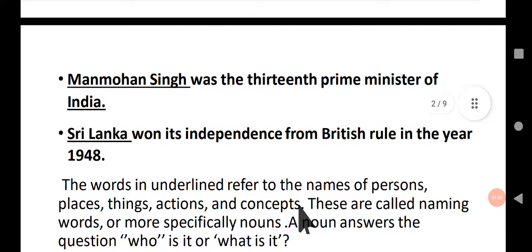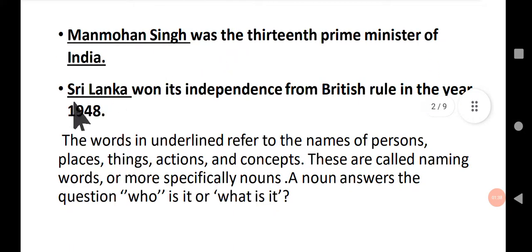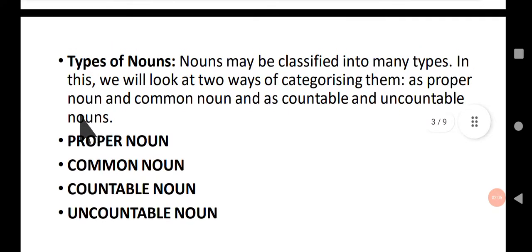So, who was the 13th Prime Minister of India? Manmohan Singh. So Manmohan Singh is the noun here. Next, Sri Lanka won its independence from British rule in the year 1948. Here, the underlined word Sri Lanka is a noun. As you all know, the definition that you usually give is: noun is the name of a person, animal, thing. It is not just name, person, animal, thing. It is the name of a person, place, animal, and thing. Let us get into the types of nouns here.